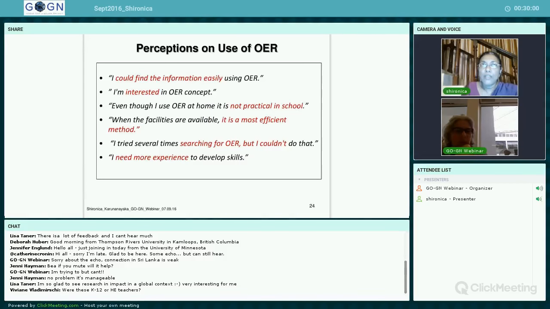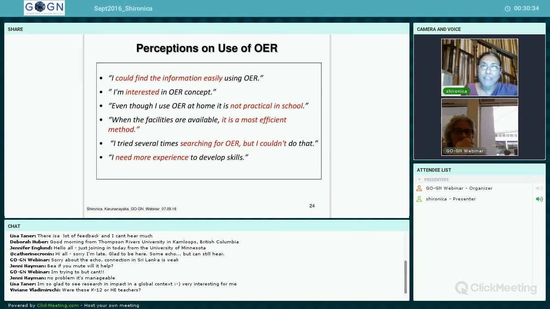Now they saw that they could easily find information in a variety of formats, but still there were concerns because there were challenges. Mainly the facilities not being available at schools, the technology, the internet connectivity problems, and also language problems. Now, as I mentioned earlier, they are teaching in local languages. Most resources are in English. So they couldn't find them.